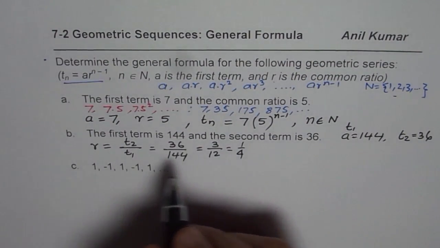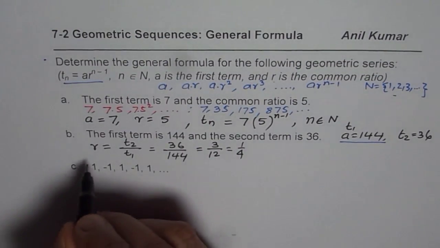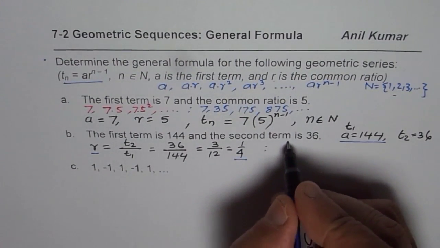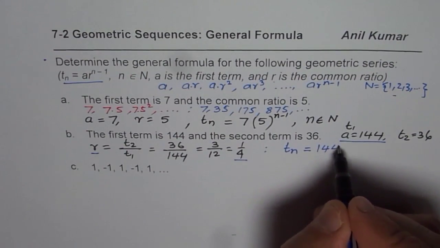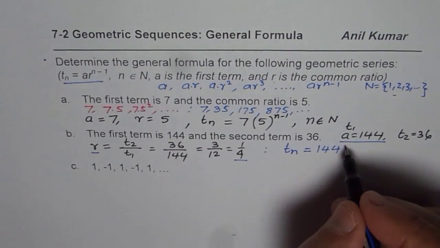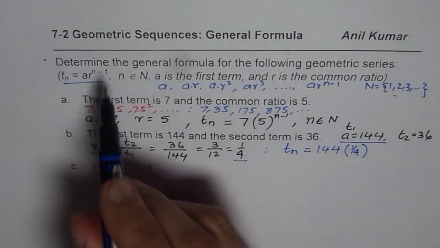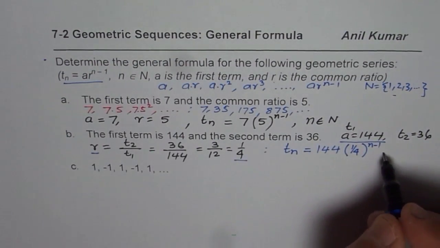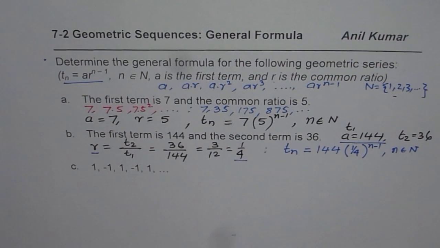Now we know r is 1 over 4 and a is 144. We apply our formula: the general term Tn equals a, which is 144, times r to the power of n minus 1. It's good to write r in brackets, (1/4) to the power of n minus 1, where n belongs to natural numbers, as we have already defined. So that is how you get your answer. I hope that's very clear to you.